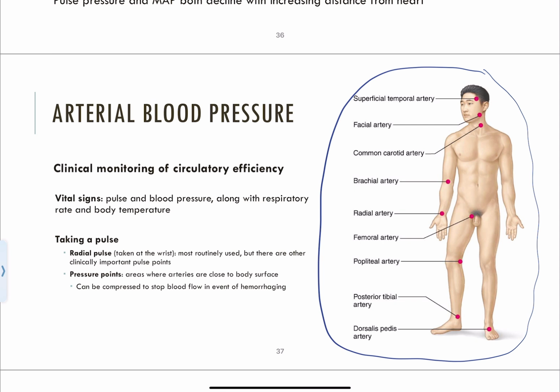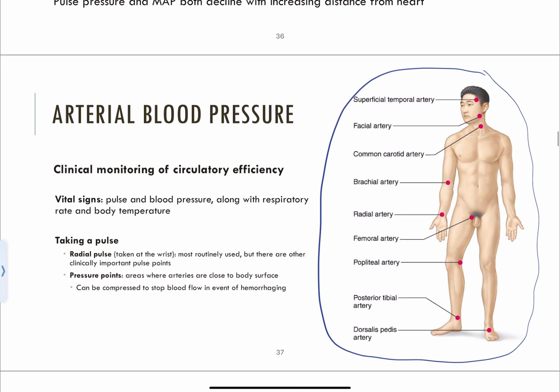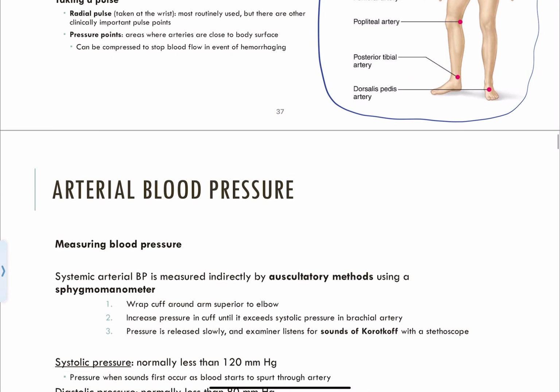And we also have some pressure points, which are just areas where the arteries are really close to the body surface. So if you were ever to start bleeding, you would actually want to put pressure on one of these pressure points in order to stop blood from flowing and preventing huge amounts of blood loss. So pulse points are also called pressure points.